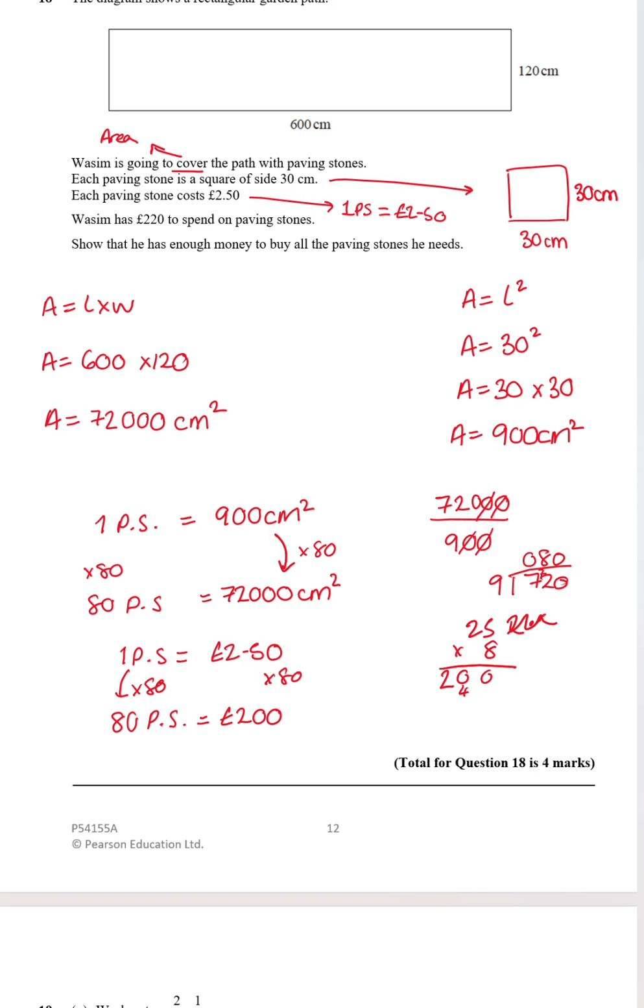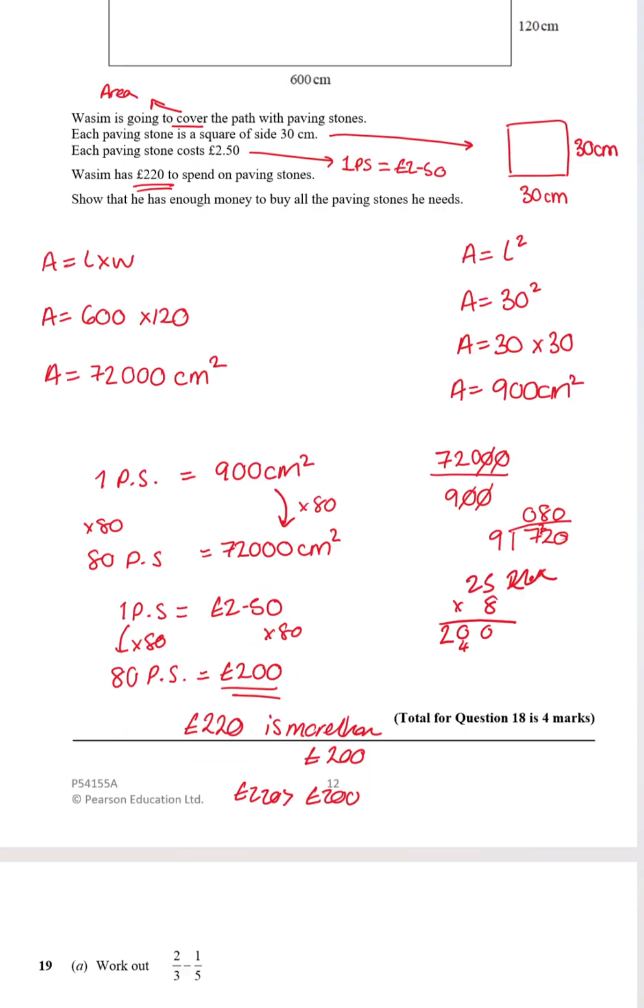My question is to show that, so I don't really need to do anything. It says that Waz has got £220, show that he's got enough. Just to show an examiner I know what I'm talking about, I'm going to say that £220 is more than £200. Alternatively, you could have written 220 more than 200.